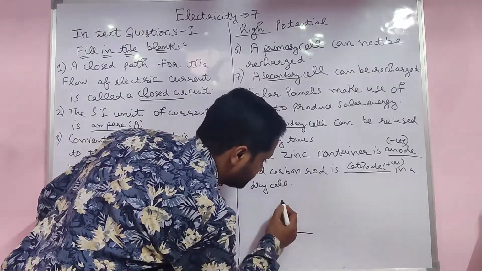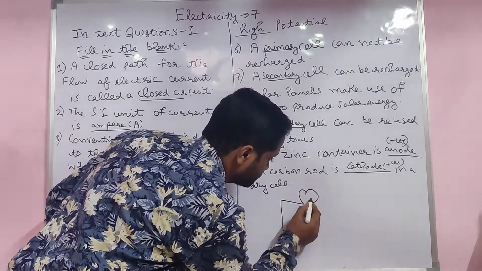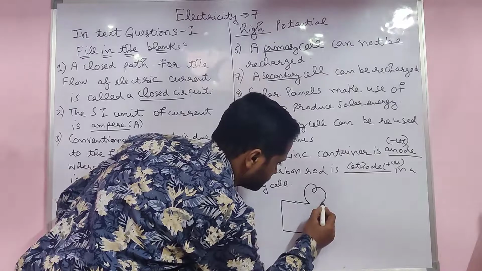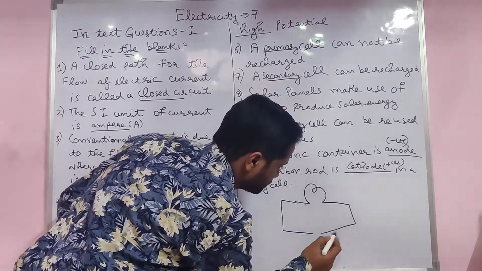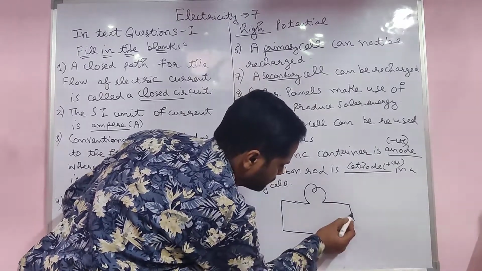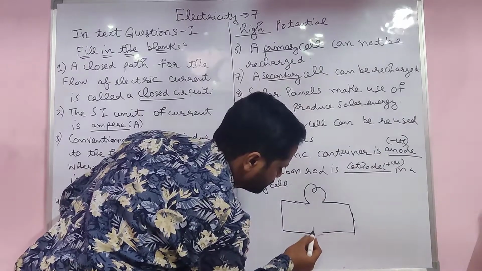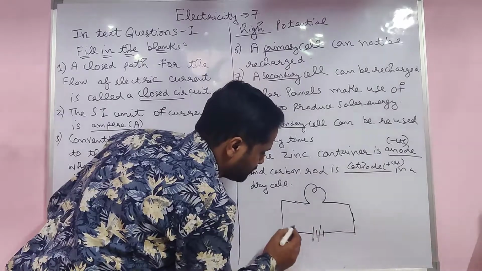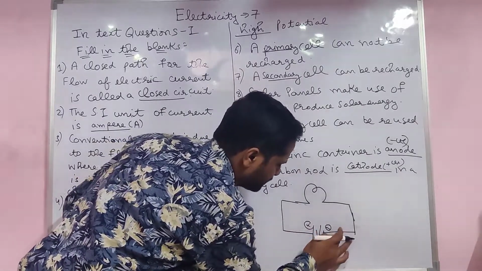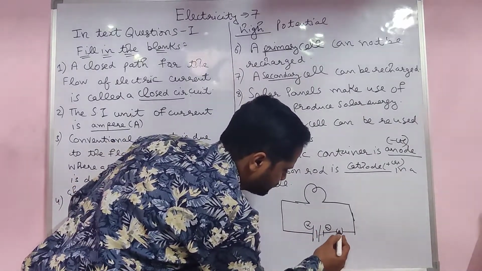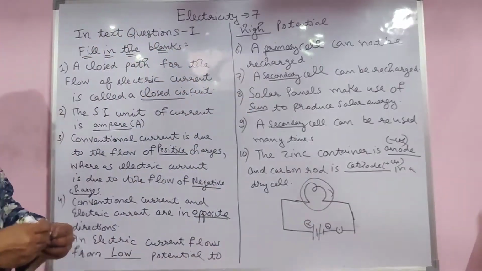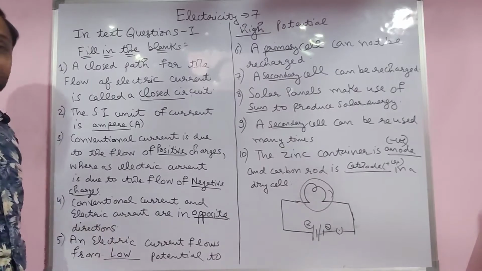See, this is the battery, bulb. Here you put the key, then the bulb starts glowing. Closed circuit is there. Circuit diagram is there.